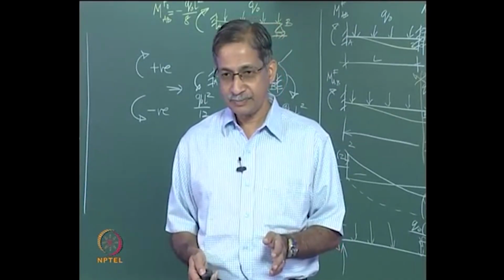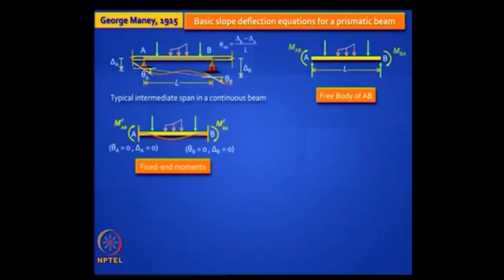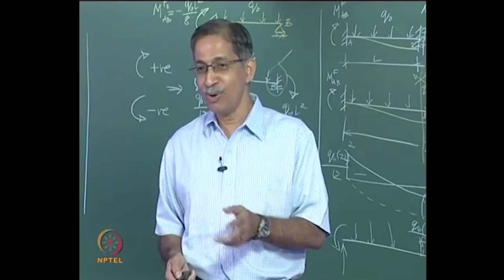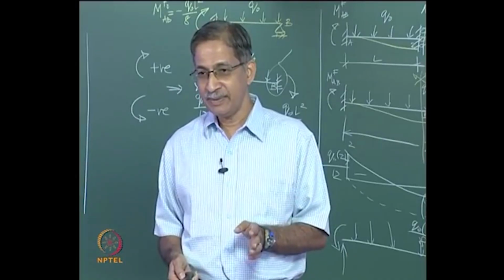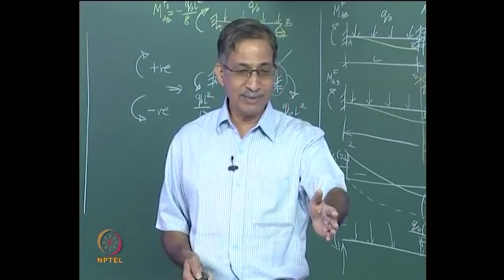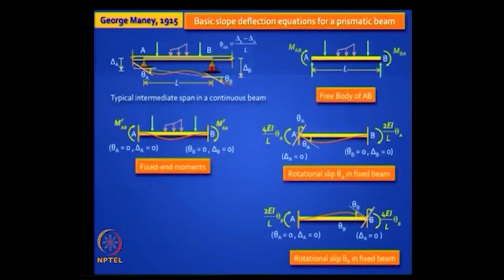Next what do we do? Release theta A, see you are rediscovering, you are reinventing this beautiful method. So release theta A, let it rotate. When you do that, what is the moment that you get? Far end is fixed in this case, it will be 4EI by L theta A and 2EI by L theta A on the other side, agreed? So we have to superpose these, then we have to superpose 2 more pictures. What is the next thing we will do? Release theta B but arrest theta A, because we are going to do superposition. We will do that and you will get this, very straightforward.